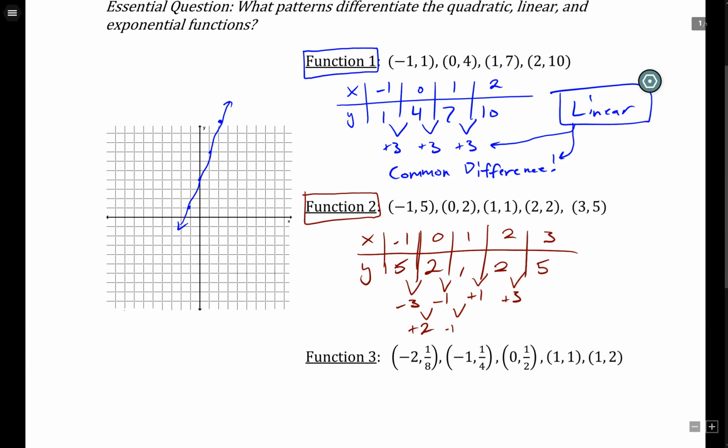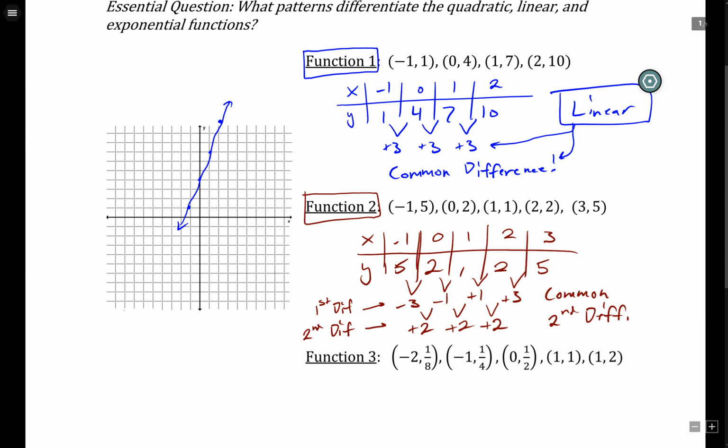Does that happen here as well? Yeah. Interesting. So even though the first difference was not in common, it looks like the second difference is in common. So this function, whatever it is, has a common second difference. Interesting. Let's graph these points.